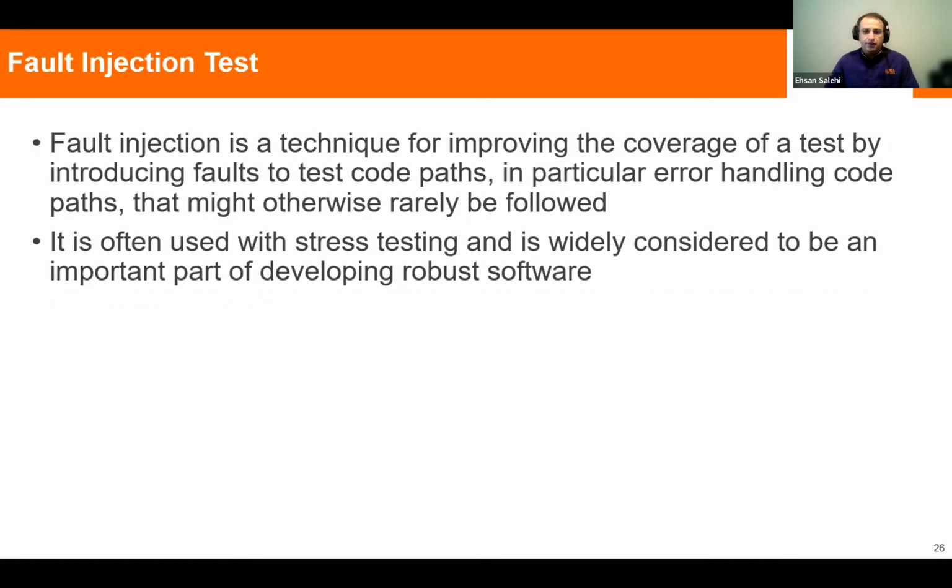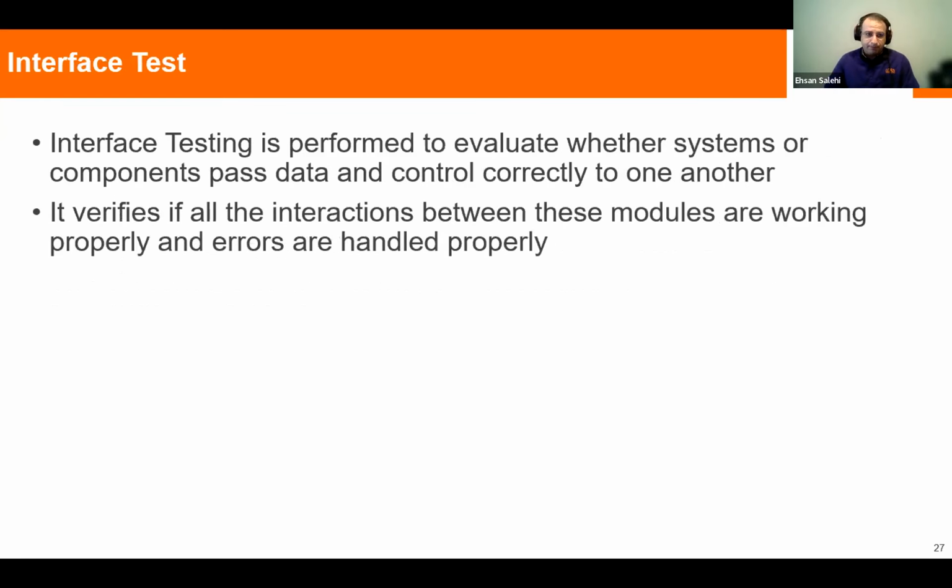The fault injection technique is for improving test coverage by introducing faults into a test case path. In particular, it targets the error handling paths that might otherwise rarely be followed. It's often used with stress testing and is widely considered to be an important part of development for robust testing.